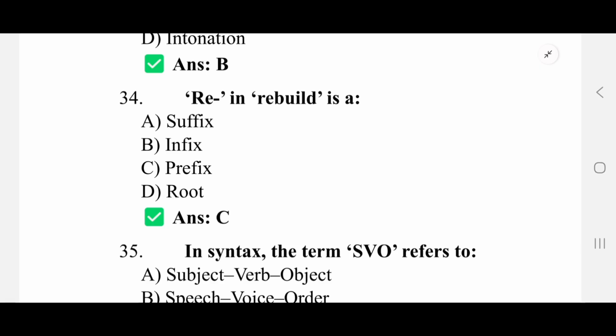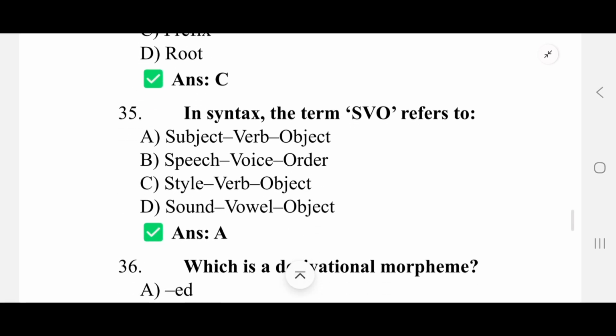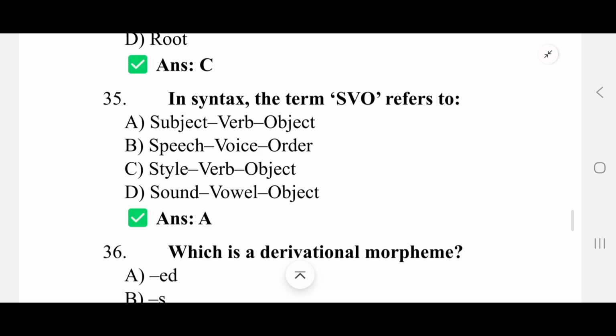Re is prefix. In syntax, the term SVO refers to subject verb object, speech voice order, style verb object, sound vowel object. So the answer is subject verb object.